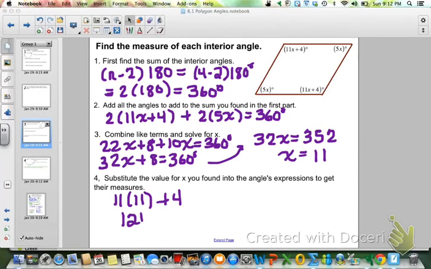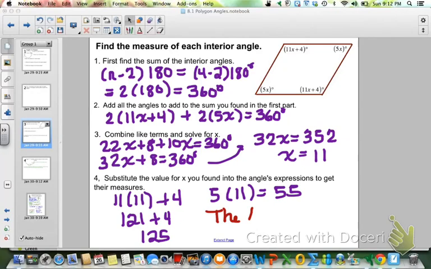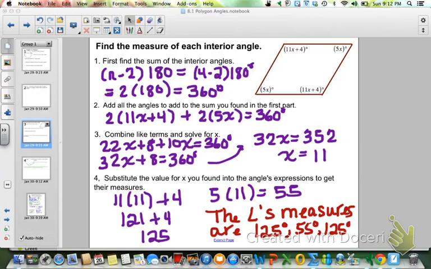So I only have 2 different expressions, 11x plus 4, so I plugged in 11 there to get 121 plus 4, which gives us 125. And then I have 5 times 11, which gives me 55. So I have two angles that are 125, two angles that are 55. You can write your answer that way, or you can just write them out as I am here, that the angle measures are 125, and then going around in a clockwise manner, 55, 125, and 55 degrees.